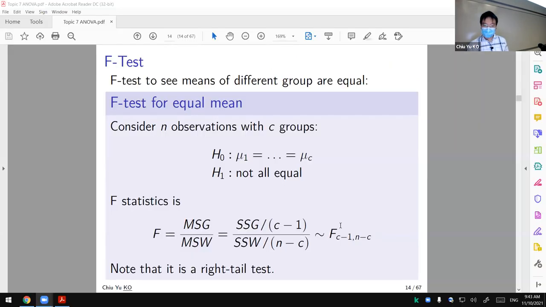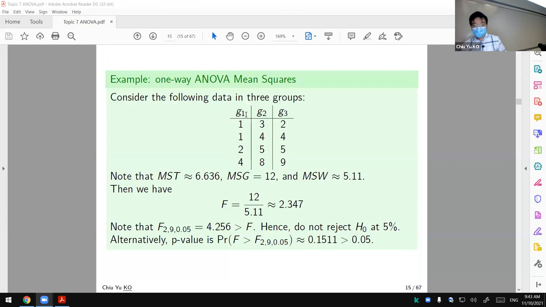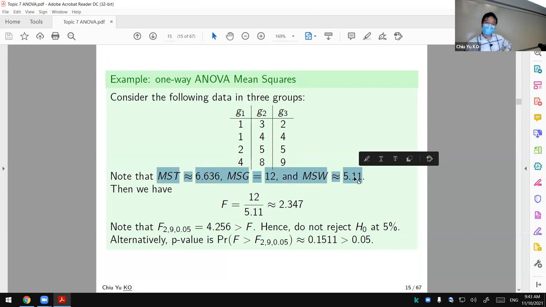Look at the data here. So, there's data in the three groups: 1, 1, 2, 4; 3, 4, 5, 8; and 2, 4, 5, 9. And we have shown this is the case, okay?